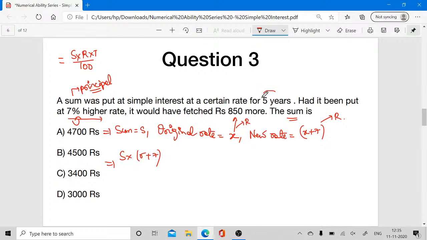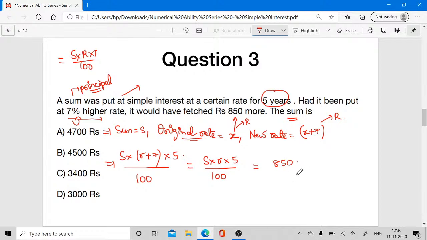What is my time here? My time is 5. S into R into T divided by 100 is equal to, what is my second thing? What is the new original rate I have put? It is S into R into 5 divided by 100. How much more do I get? I get 850 rupees more.